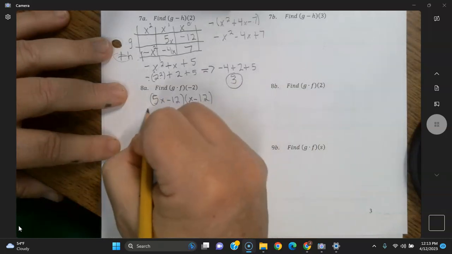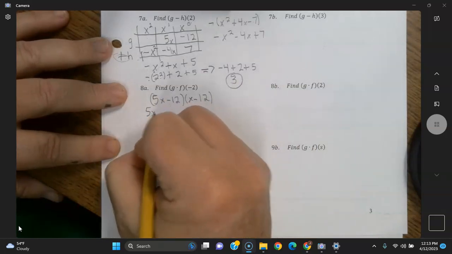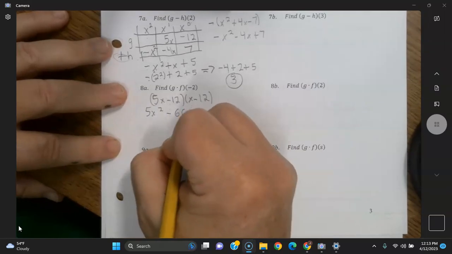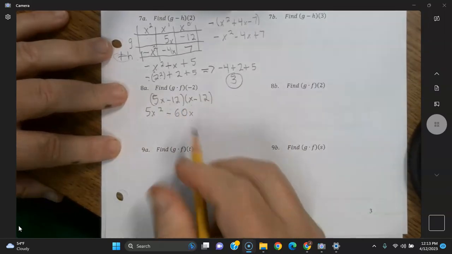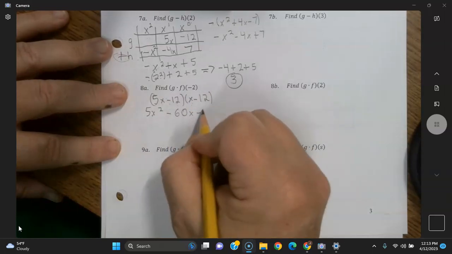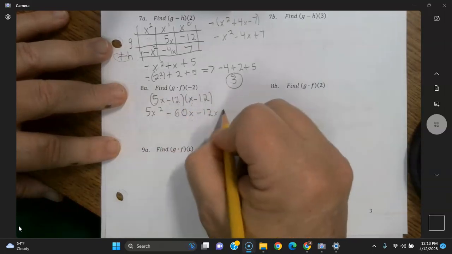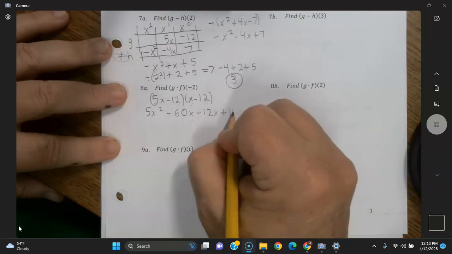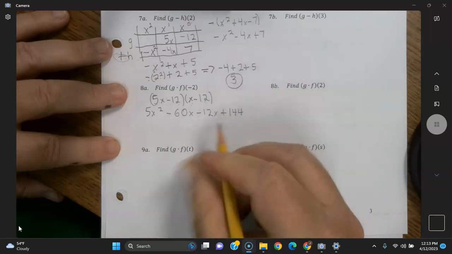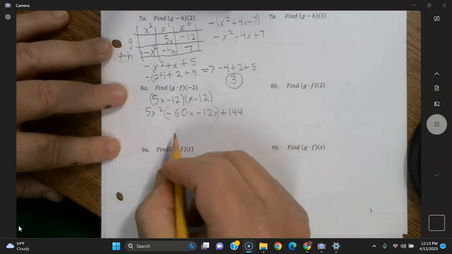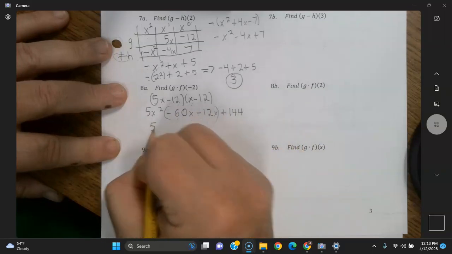5x times x is 5x squared. 5x times negative 12 is negative 60x. You don't have to do this in your head. Get a calculator. Negative 12 times x is negative 12x. And negative 12 times negative 12, that gives you positive 144. And then the two middle terms combine. So negative 60 minus 12 is negative 72.